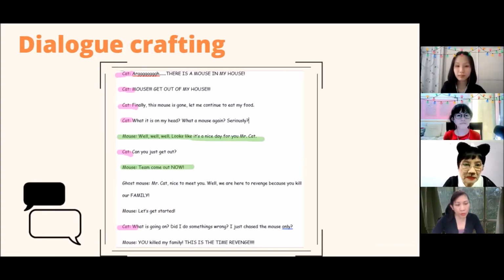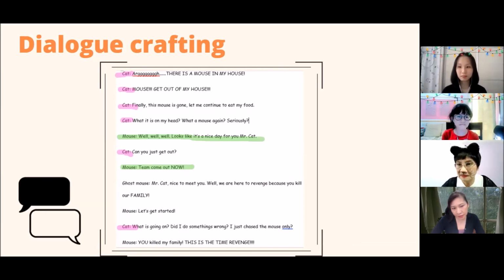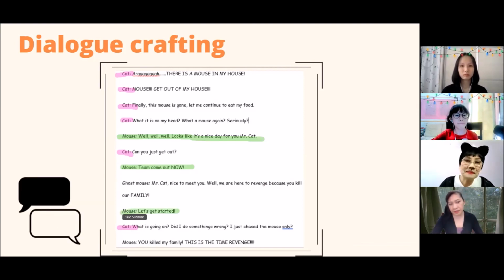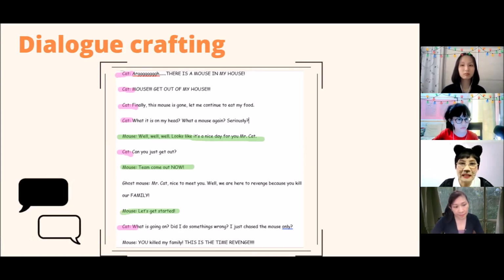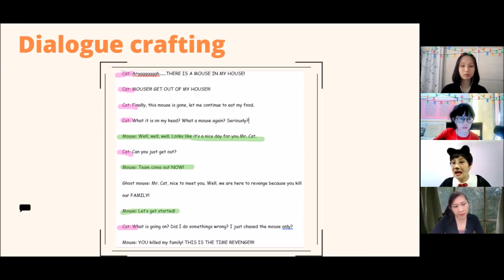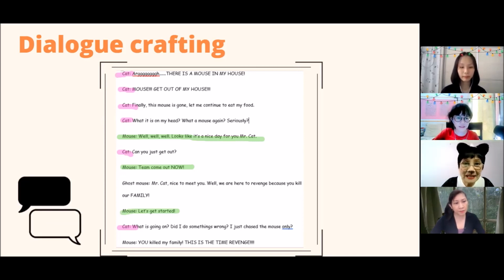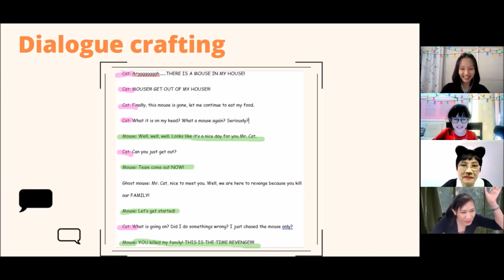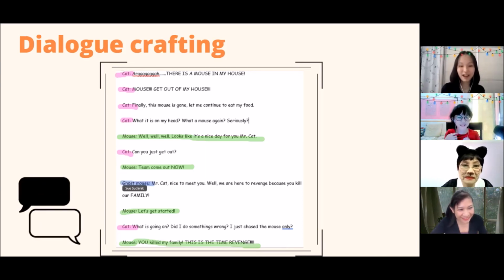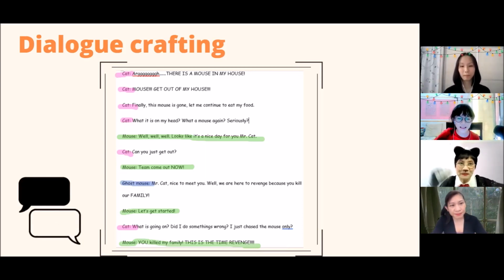Parents, if there is more than one character, we suggest the kid highlight the characters in different colors, so then they can change their voice for each character. Okay, the mouse would be in green. And how about the ghost mouse? Can I be the ghost? Oh, sure, if you want. Wonderful. Sure, go ahead. I'll be the ghost. Okay, have fun. Okay, let's play.